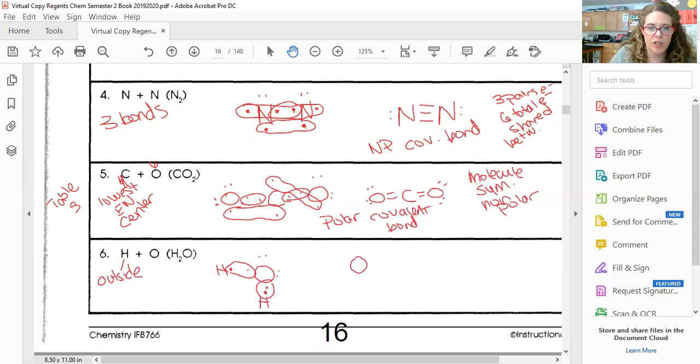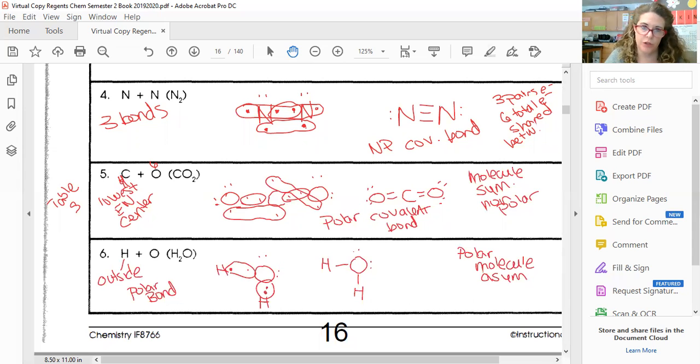So I'm going to draw my oxygen, and I made a bond here to hydrogen, and a bond here to hydrogen, and I still have those 2 lone pairs. I'm going to do those lone pairs like that. And so here is my water molecule, and this is a polar bond, right? Because I have 2 different nonmetals. And then this is also a polar molecule because it is asymmetrical. It is not symmetrical.